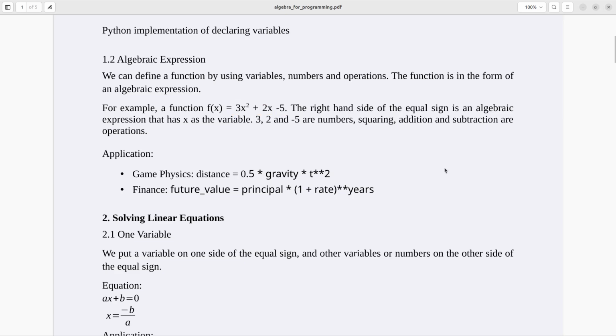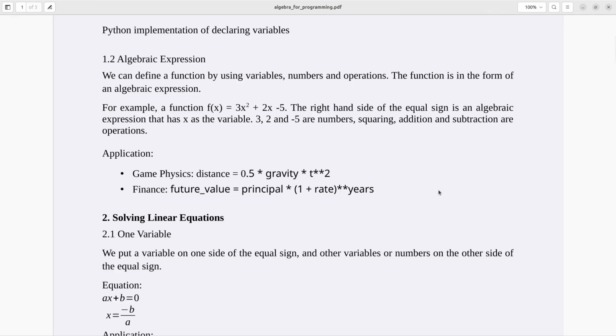So how can we apply the algebraic expressions? It is easy. In game physics, we can evaluate the distance as half times the gravity times the time squared. So I just use an algebraic expression here to find out the distance traveled during a free fall. And for finance, we can use an algebraic expression to write down the relationship between the future value and the principal, which is equal to principal times 1 plus rate to the power of years, okay. So this is the expression. This is also another expression, okay.